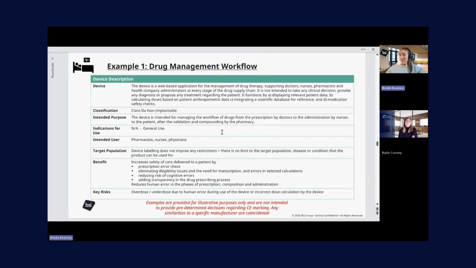So now I'll just go through 2 case study examples. And Katie, I'm trying to keep an eye on the time, probably going over time, but I'll keep going.